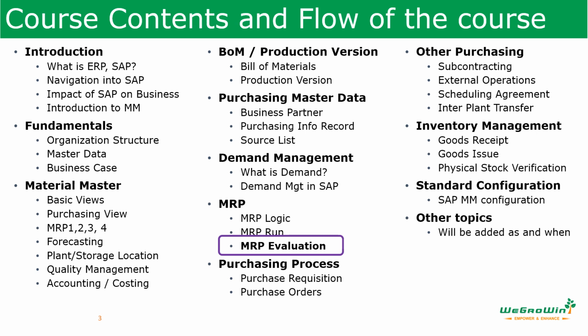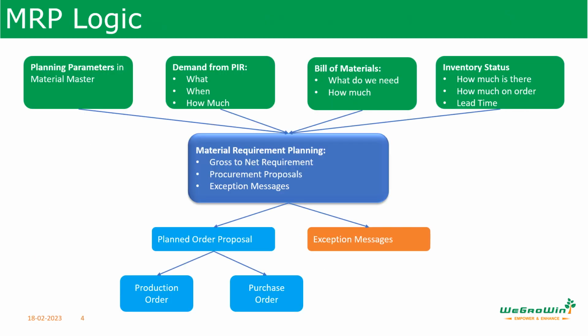In the last 2 sessions, we discussed MRP Logic and also MRP run. In addition to this, in this session, we are going to discuss how to evaluate MRP. We discussed in detail about MRP Logic in the last session. In addition to planned orders and purchase requisitions, exception messages are very important outputs from MRP run. The planners and buyers should have very good knowledge on how to handle the exception messages.